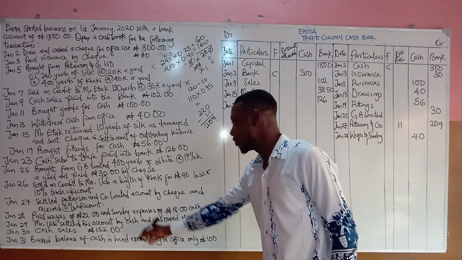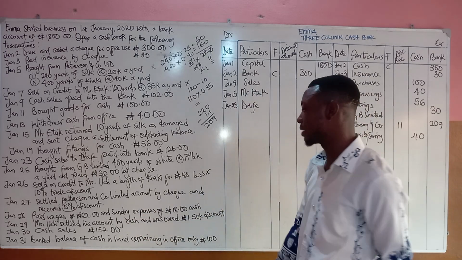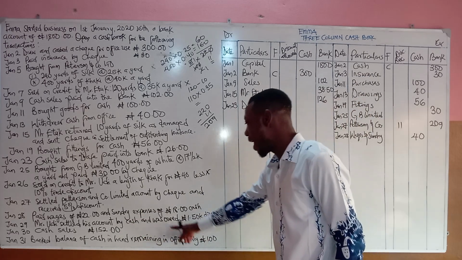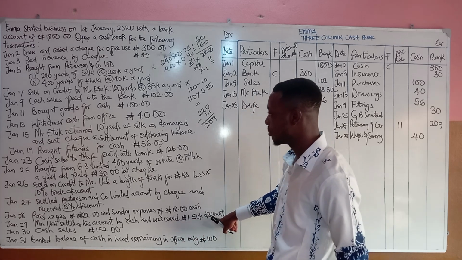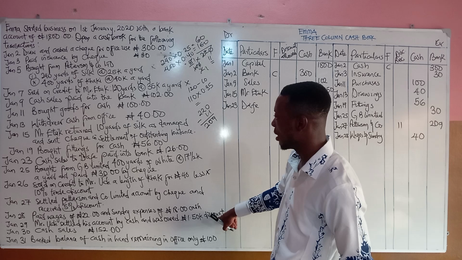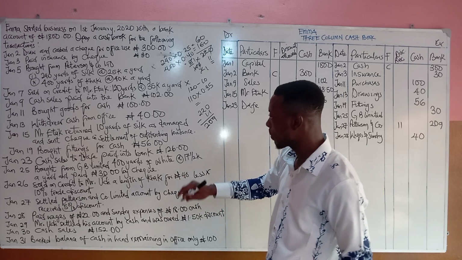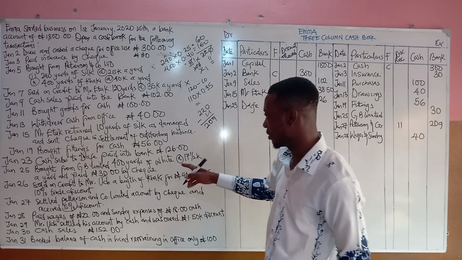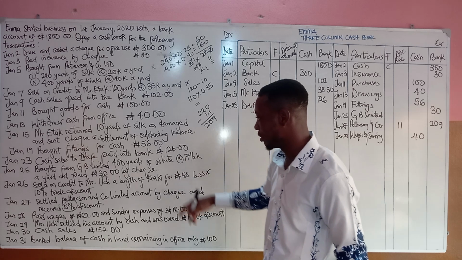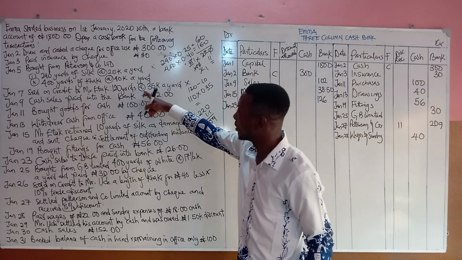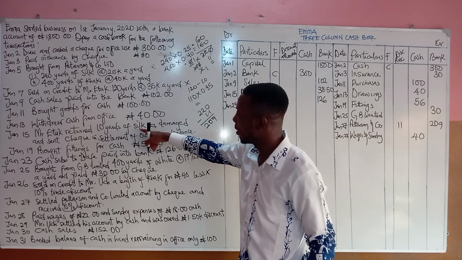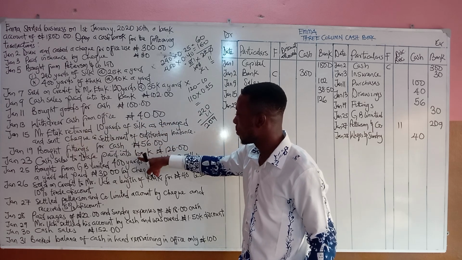Then January 29, he said Mr. Udi settled his account by cash and was allowed 1 naira 50 kobo discount. Where is Mr. Udi? Sorry. You know, we have to do a lot of back and forth on this.